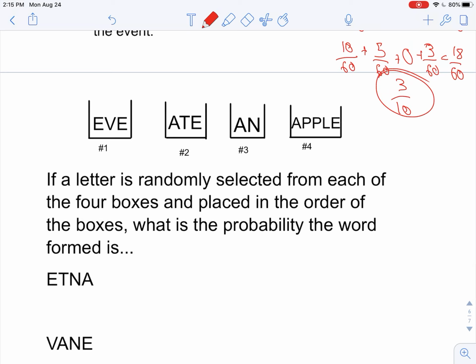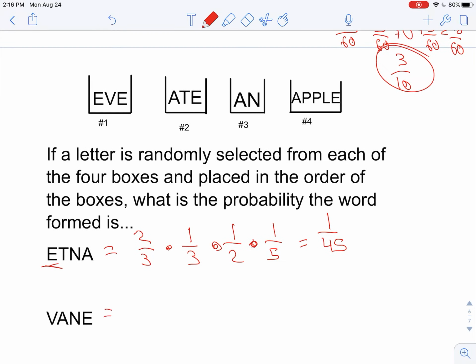Now, if a letter is randomly selected from each of the 4 boxes and placed in some kind of order, what's the probability the following word is formed? Again, comes a point where you can just start getting a little bit efficient about this. So what's the probability of getting an A out of the first box? 2/3. Times the probability of a T out of the second box? That's 1/3. Of an N in the third box, that's a half, and an A in the last box, that's 1/5. So 2/3 times 1/3 times a half times a fifth is going to equal 1/45.